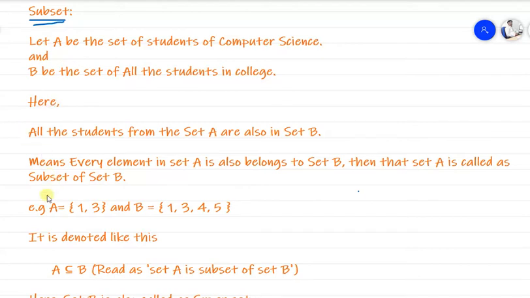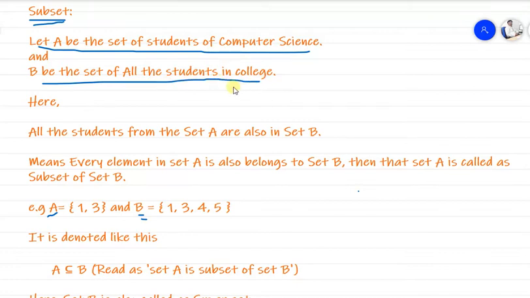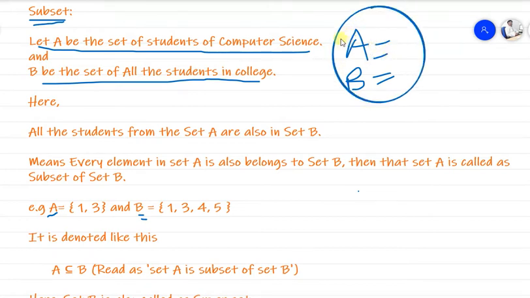So what exactly is meant by subset? Here we have a set. For example, here I am having set A and here I am having set B. Which set is called a subset of another set? Here we are considering an example. Let A be the set of students of computer science and B be the set of all the students in the college. So here I am considering two sets. A is one set and B is the other set. Are you getting my point?